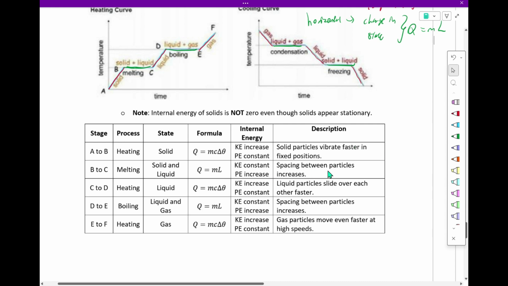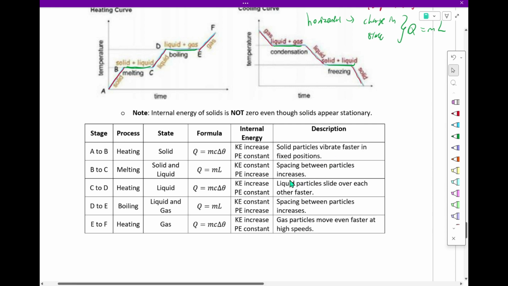Then for B to C, spacing between particles, this one is a bit too short. You might want to describe it in terms of your motion and your arrangement, where you will talk about solids being in fixed positions, only able to vibrate about their fixed position, and held together very closely packed. And then you can talk about all the different arrangement and movement based off the KMM chapter. Okay, can you make use of that?